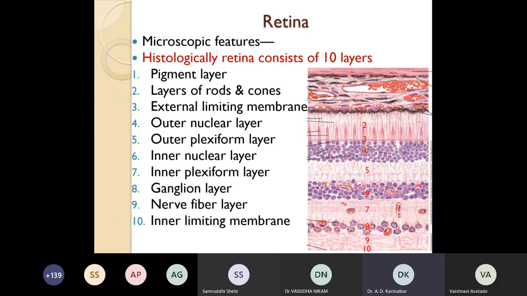Flexiform layer. When we say the flexiform layer, these are the nerve fibers, maybe the axons, maybe the dendrites. So that is a flexiform layer. We'll see the detail of which nerve fibers are forming the flexiform layer, the outer flexiform layer.